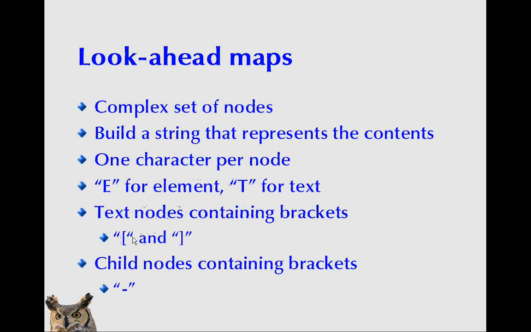If there were text nodes that contained brackets, I would actually output an open bracket or a closed bracket. If I found a child node that is an element, and that child node contained brackets itself, I would use a dash.